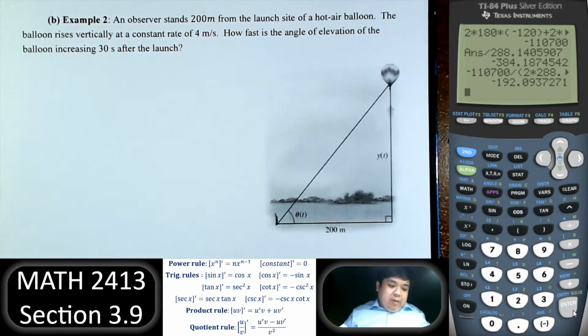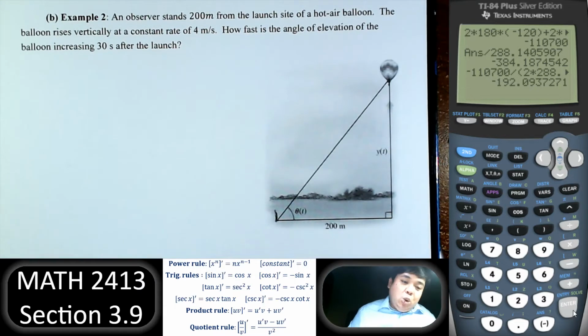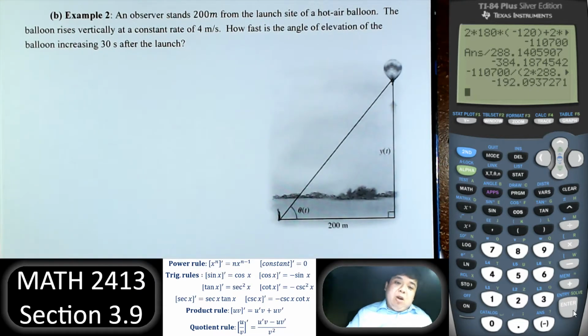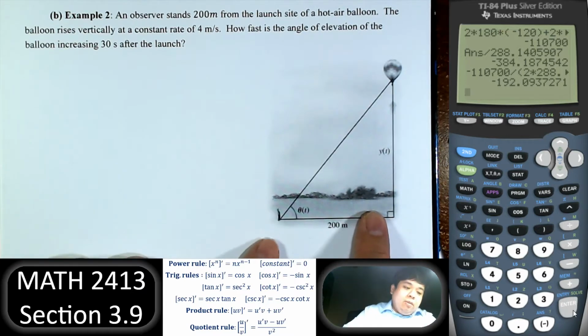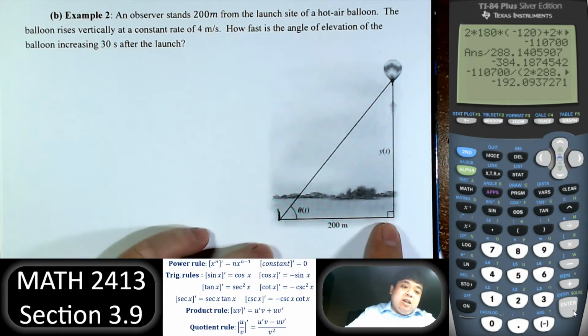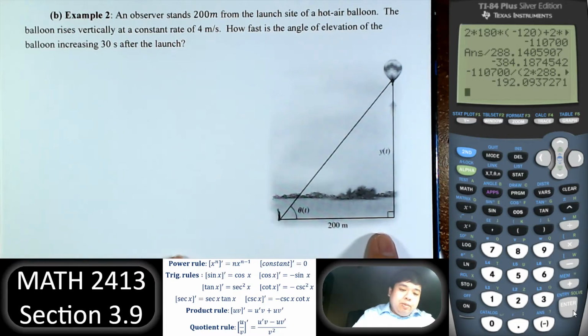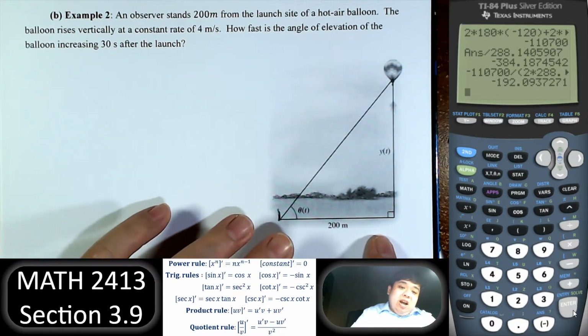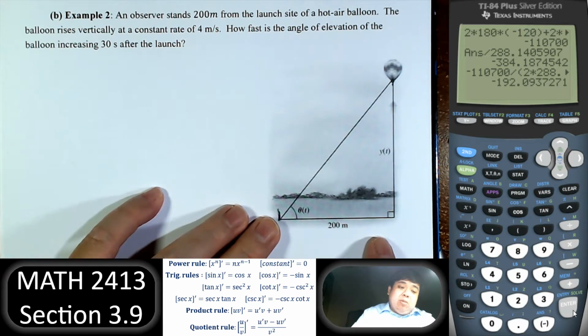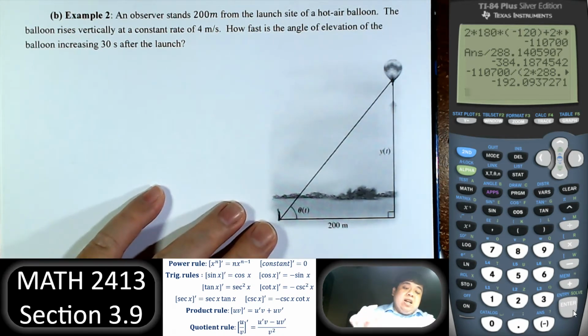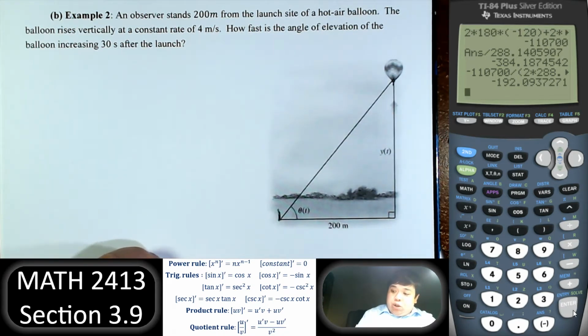Have another one here. A few more actually. An observer stands 200 meters from the launch site of a hot air balloon. The balloon rises vertically at a constant rate of 4 meters per second. How fast is the angle of elevation of the balloon increasing 30 seconds after it is launched?